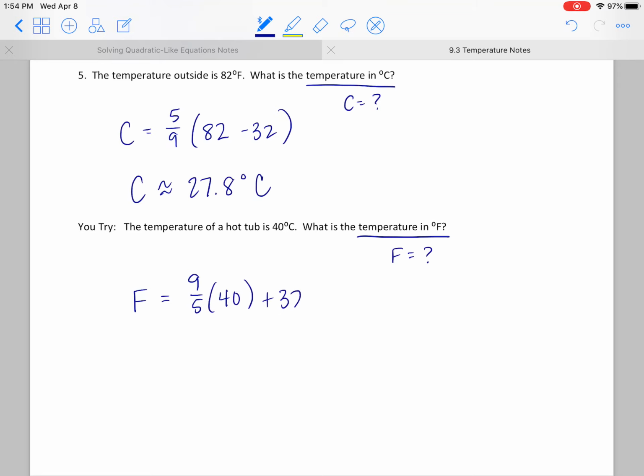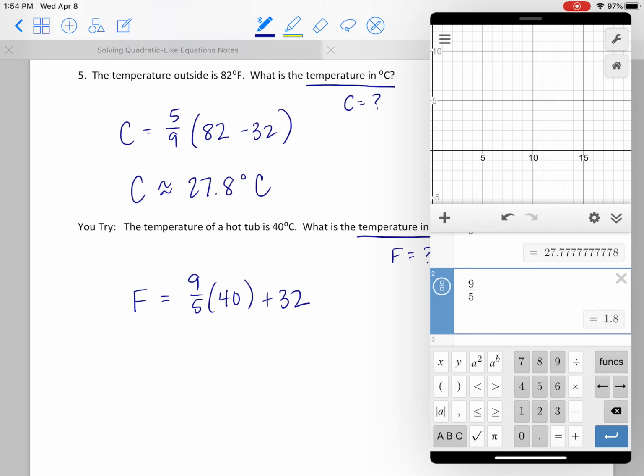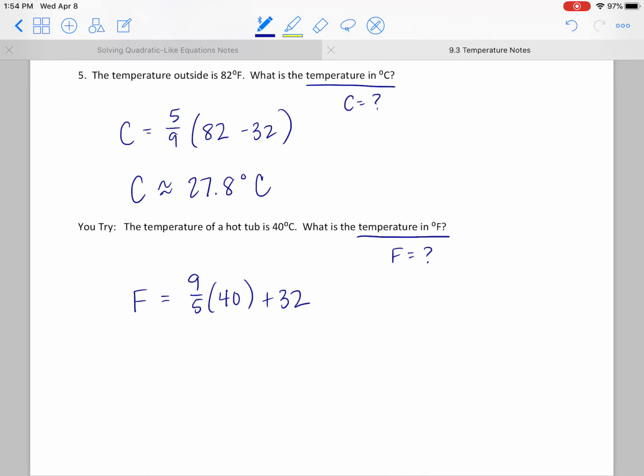Okay, so we're looking for temperature in Fahrenheit. And that is 40 degrees Celsius. What does that look like in Fahrenheit? So Fahrenheit is going to equal 9/5 times this temperature in Celsius and then plus 32 degrees. So we have 9/5 multiplied by 40, and then we're adding 32, so 104 degrees. That is 104 degrees Fahrenheit.